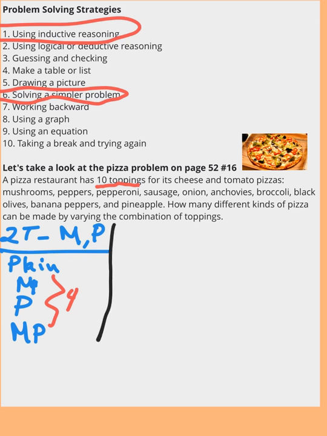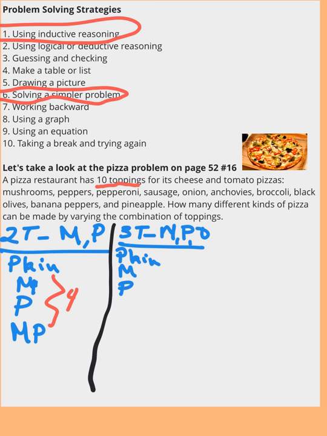If we then look at having 3 possible toppings, and this time our toppings are going to be mushroom, peppers, and onions. Again, we could have a plain. We could have a mushroom pizza. We could have a pepper pizza, or we could have an onion pizza.